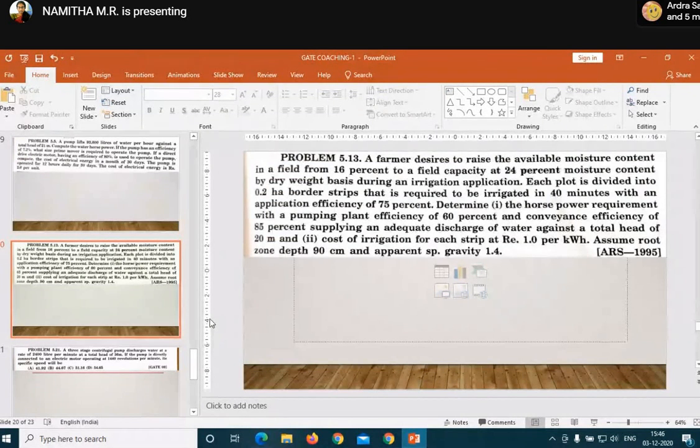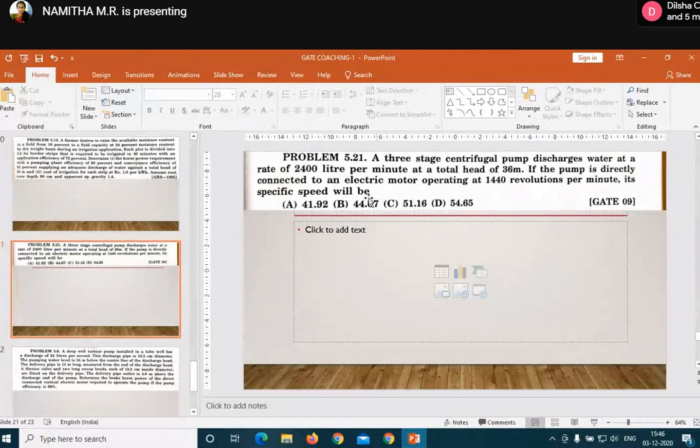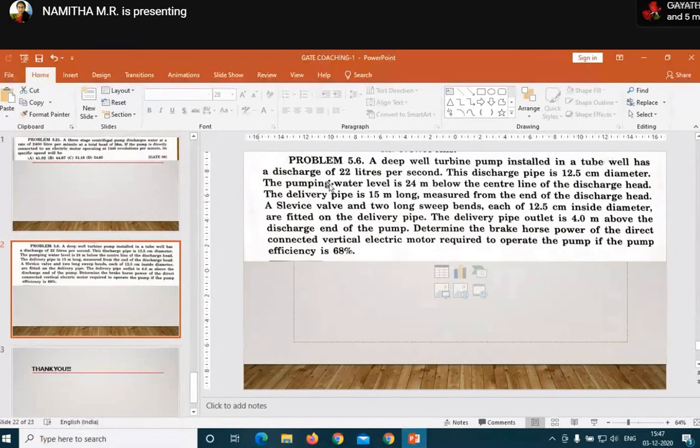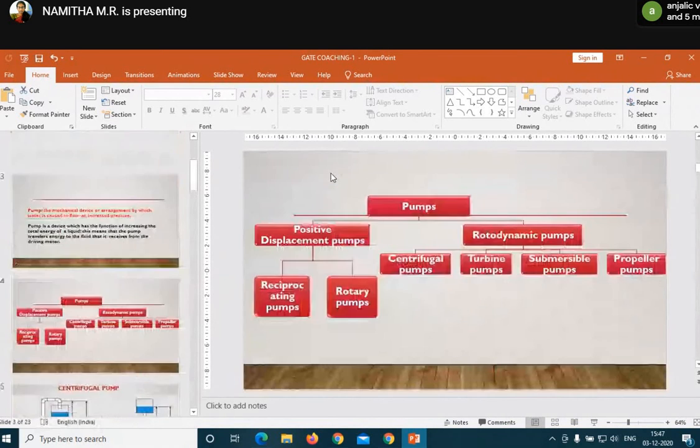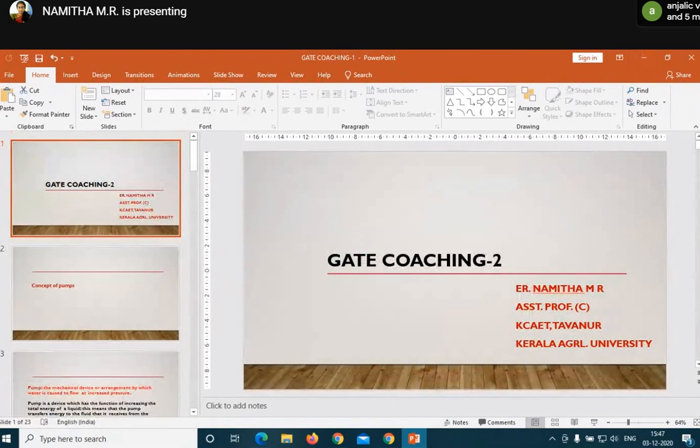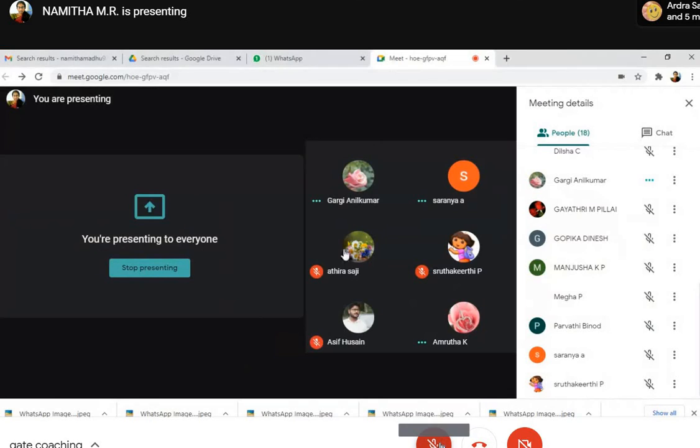So this is a very important problem. A similar problem for specific speed is given here. This one you have to try. And this is also a similar problem for finding the pump's brake horsepower and all. So this one also you have to do. Losses you have to calculate and find the brake horsepower. I hope you got all these points. Any doubts? Any doubts?